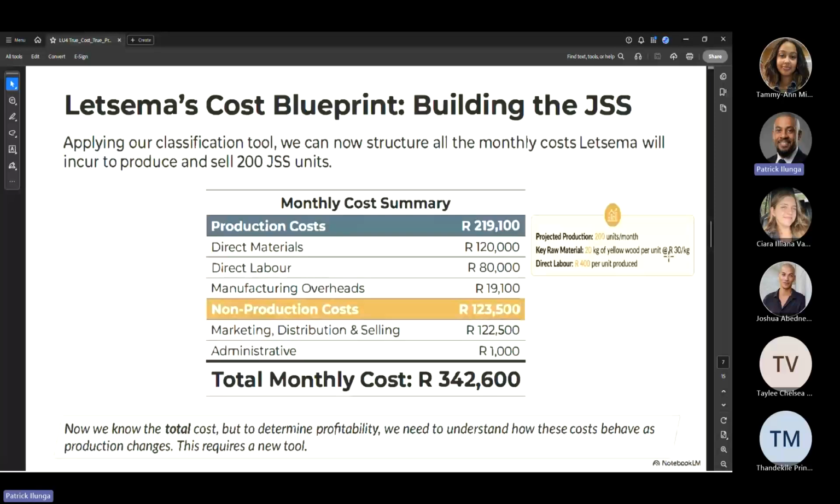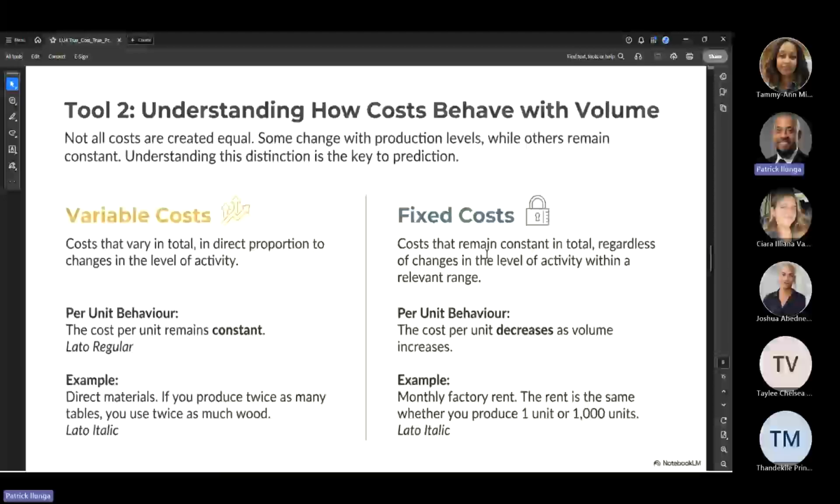It fairly stays constant. So that's what we're saying here. So understand this part. The variable cost, you can understand it varies, but per unit, it's constant. The fixed cost, you understand that in total, it is fixed, but per unit, it decreases as the volume increases. Isn't that interesting? It decreases as the volume increases, right?